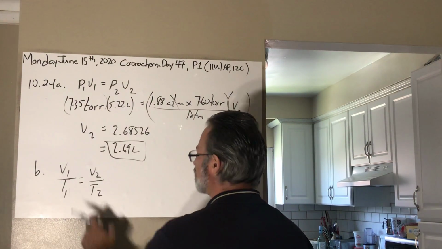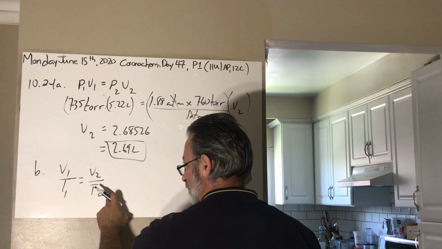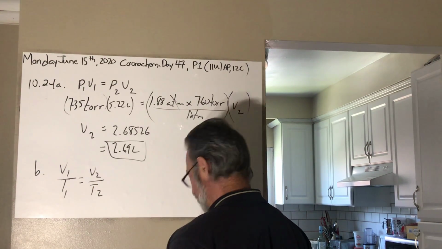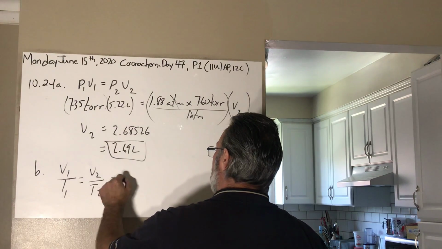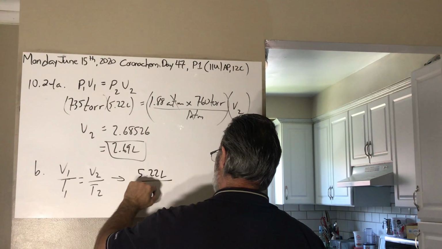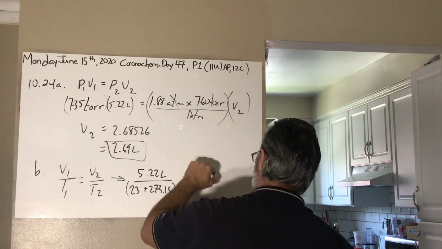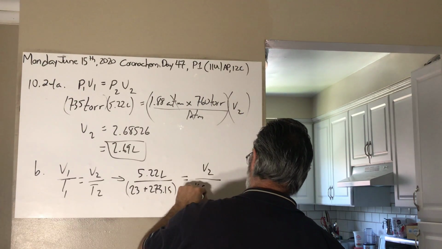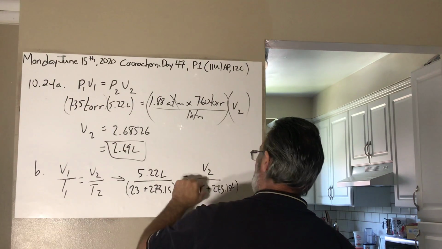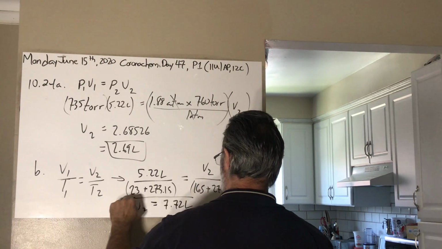So what we don't know here is V2. We know everything else. Obviously, if you have 4 variables, you have to know 3 of them. They have to give you 3 of them, or you have to have the means to find 3 out of the 4, and then you can find the 4th one. So we have 5.22 liters over 23 plus 273.15. Remember, you got to convert to the absolute temperature scale in Kelvin to do these calculations properly. 273.15, and so V2 comes out to 7.72 liters as your final answer.